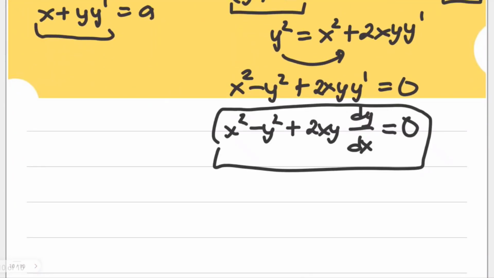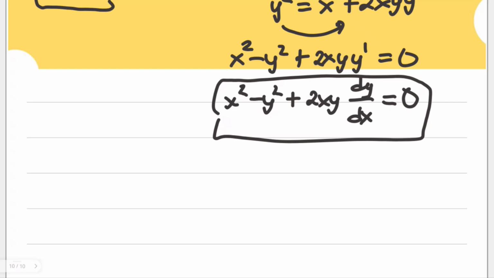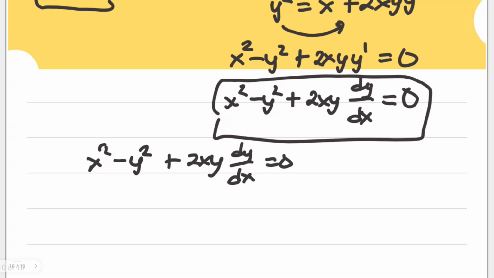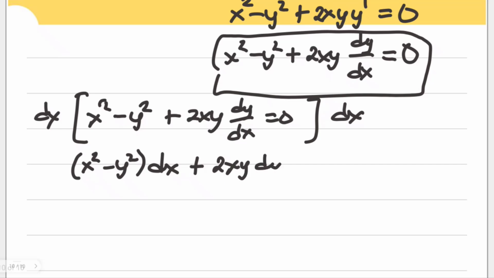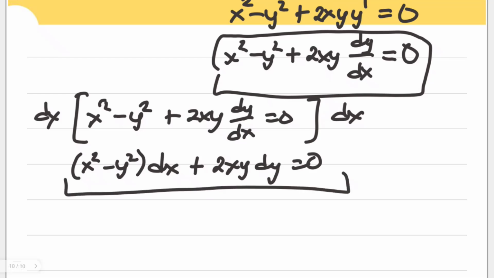You can actually continue this. You can transform this into an expression with separable variables, which is a separable differential equation. Let's just copy it here. I'm just explaining this in advance, but this will be tackled in the next few videos. If we multiply dx on both sides, you will have this form: x squared minus y squared times dx plus 2xy dy equal to 0. This is also another form, and this might be used in the next few topics in our next few videos for this specific playlist.